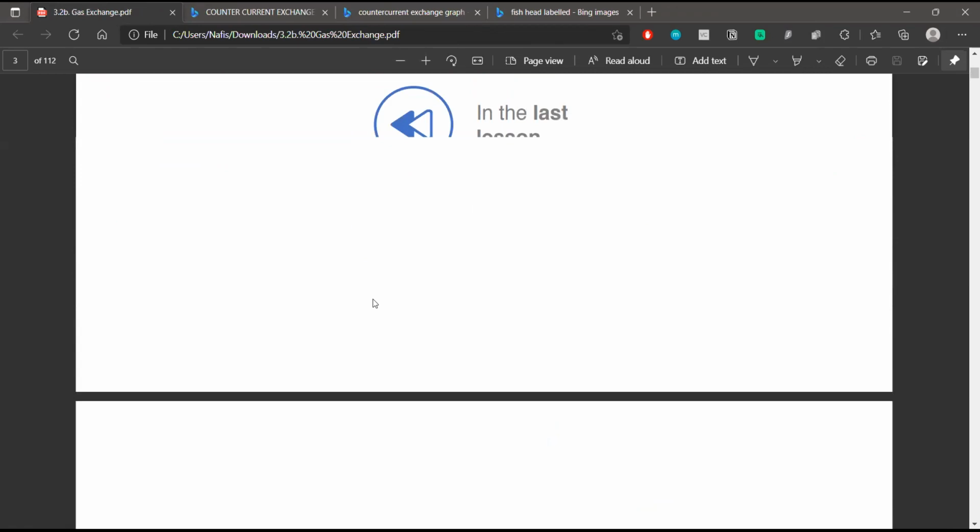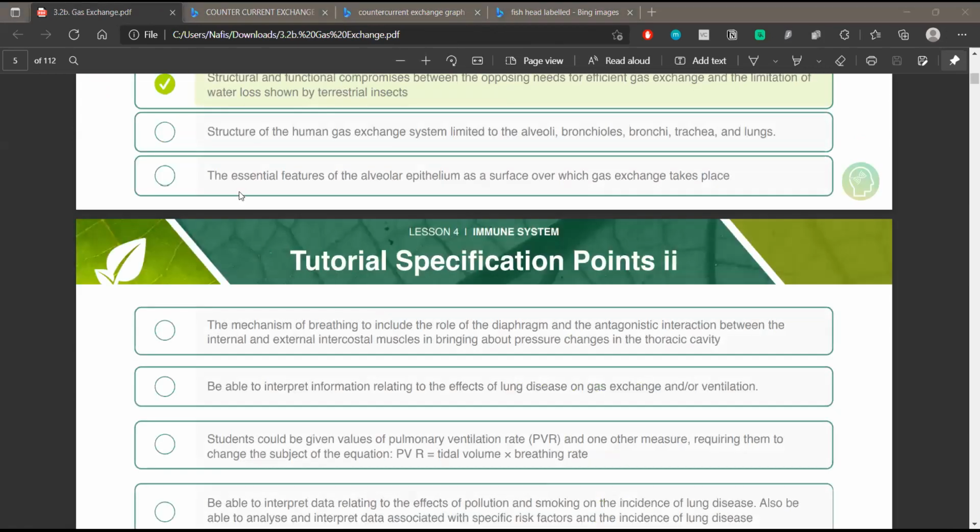Cool. So in this part, we're going to be talking about the structure of the human gas exchange system, as well as the essential features of alveoli epithelium.